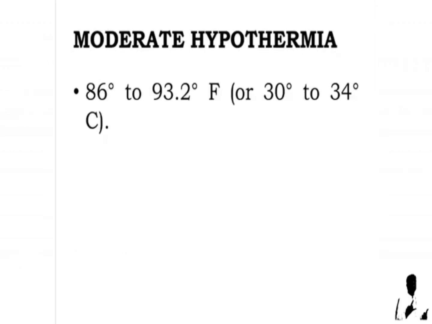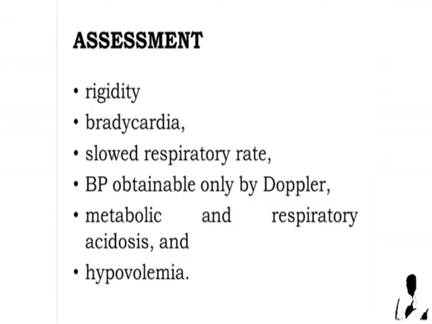Moderate hypothermia. Temperature is ranging from 86 degrees to 93.2 degrees Fahrenheit or 30 degrees to 34 degrees Celsius. It causes rigidity, bradycardia, slowed respiratory rate, BP obtainable only by Doppler, metabolic and respiratory acidosis, and hypovolemia.